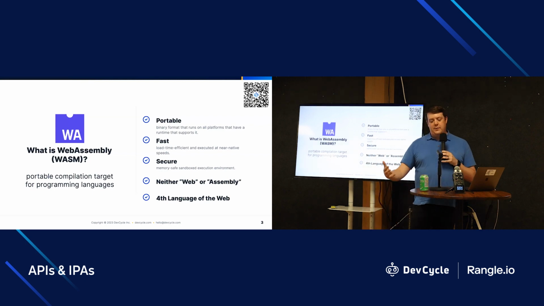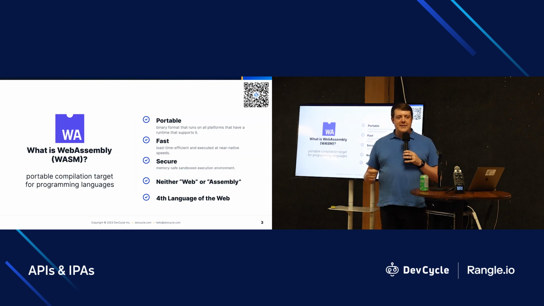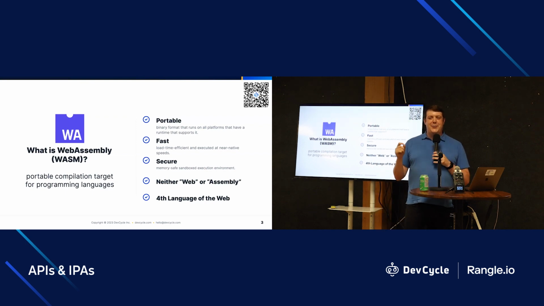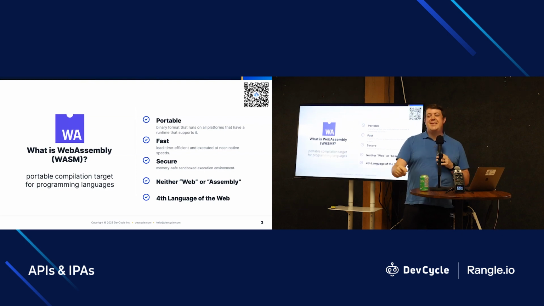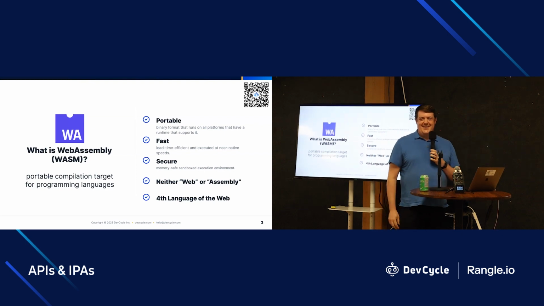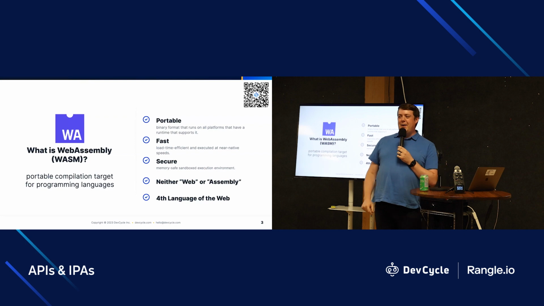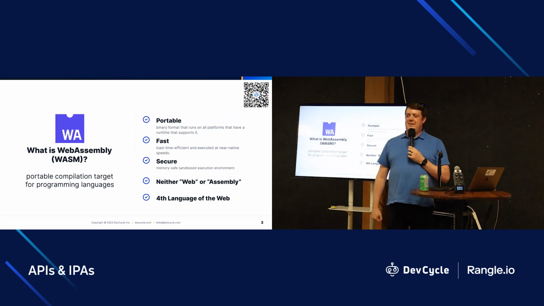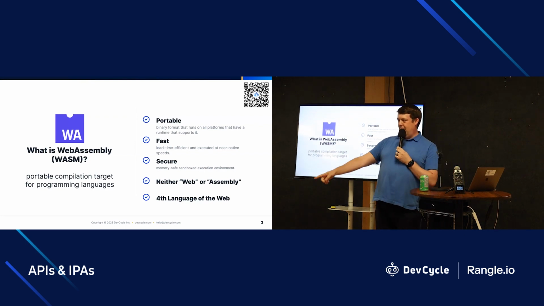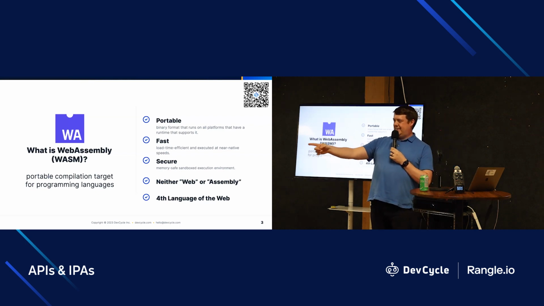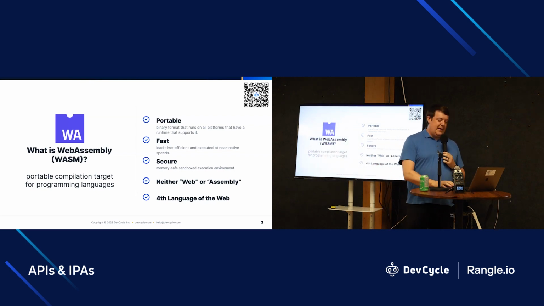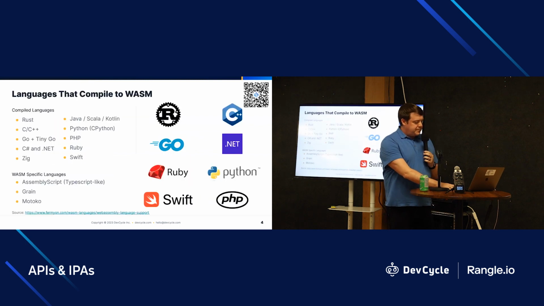And in 2019 when it launched, it officially became the 4th language of the web. Who knows what the other 3 languages of the web are? There's 3 other official languages of the web. I know you're a web developer. HTML, CSS, yeah. JavaScript, yeah. And so WebAssembly is officially the 4th.